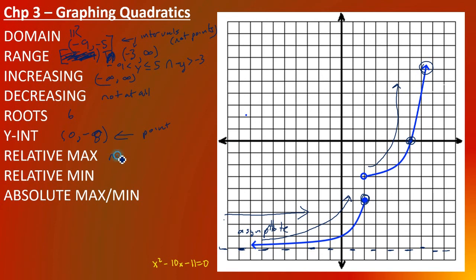Relative max, none. Relative min, none. Absolute max or min, none. We have none of these things.